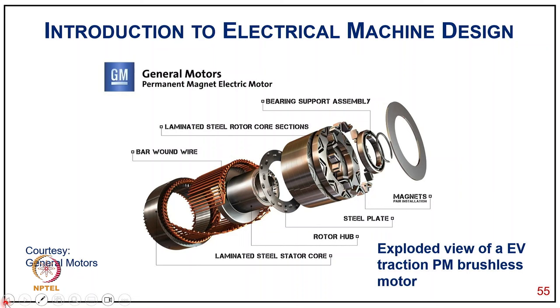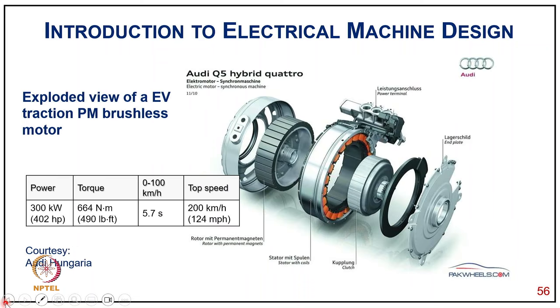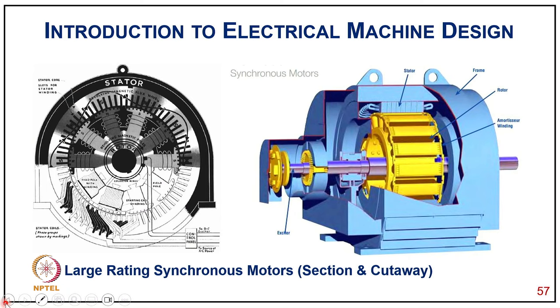So here we use the saliency as well as the permanent magnet on the rotor, which really increases the power density. This is, of course, another EV traction motor, a permanent magnet brushless DC motor, typically used in a hybrid vehicle. Again, magnets are on the rotor and armature winding on the stator. You can see how compactly the machine is made for higher speed, so that the size is reduced, in this machine of around 300 kilowatts.